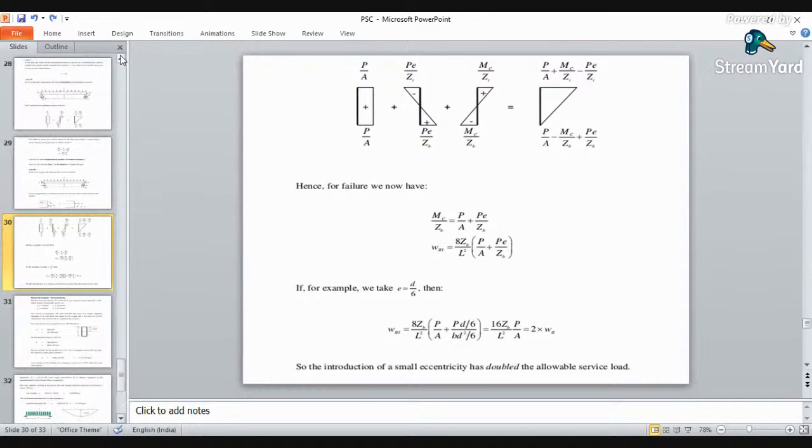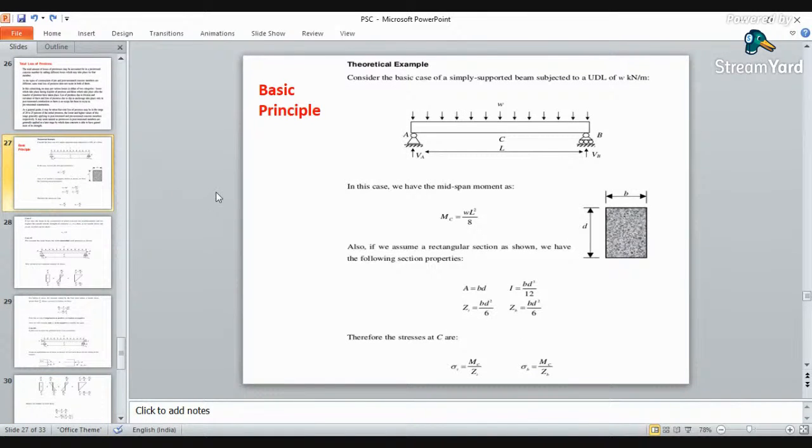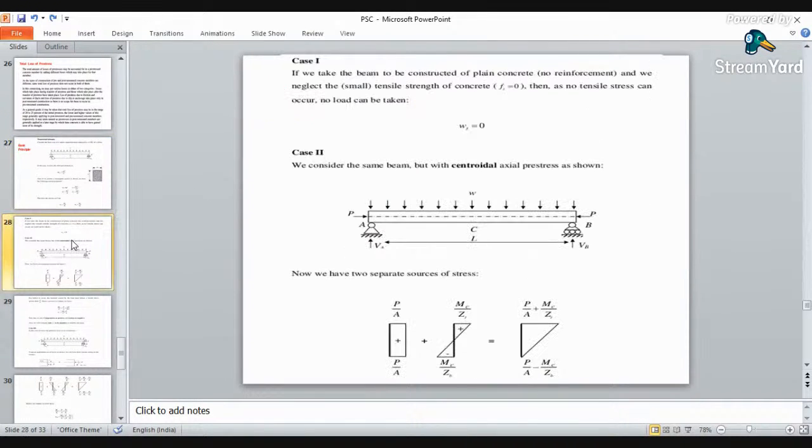So here we have considered three cases. First case, a basic simply supported beam subjected to UDL only. When you consider only UDL, no pre-stressing force is there, so the stress will be zero. For the second case, when you apply a pre-stressing force at the centroidal axis only, we have two separate stresses. First is the direct loading of pre-stress, and second is because of the external loading. So it will be P by A plus MC by Z.